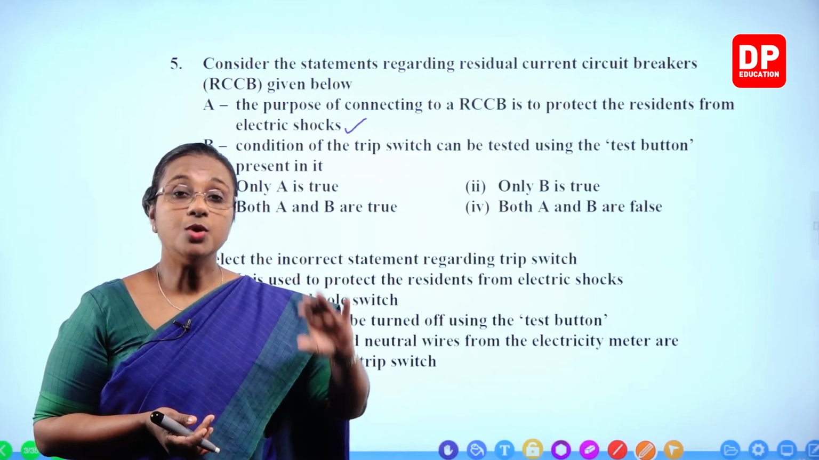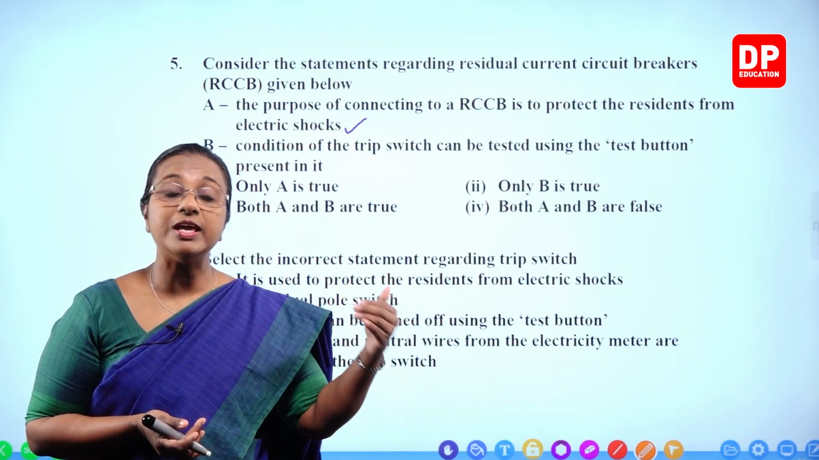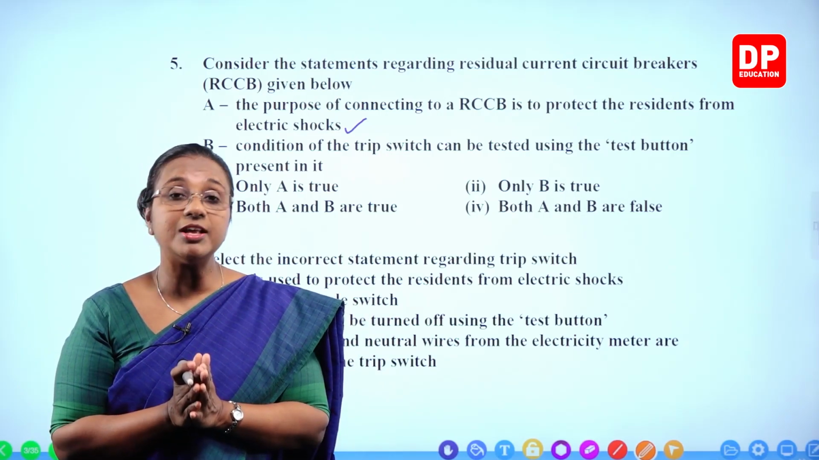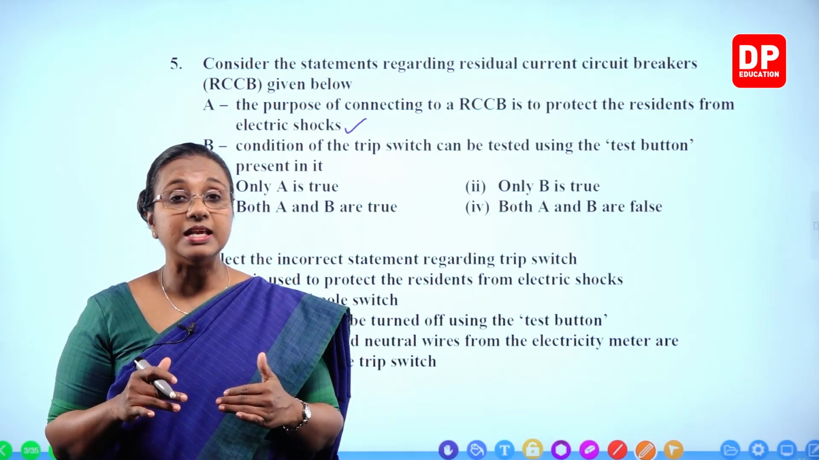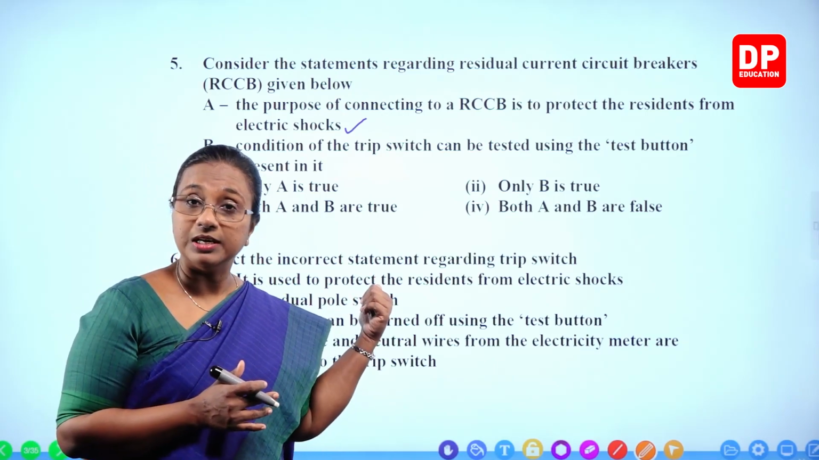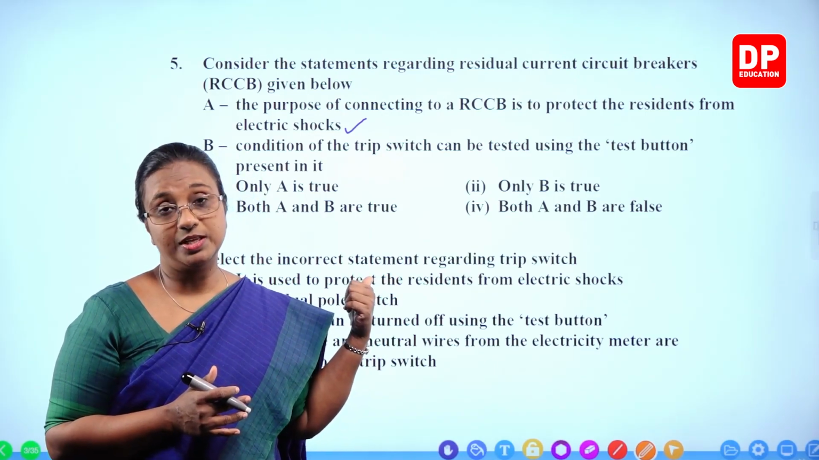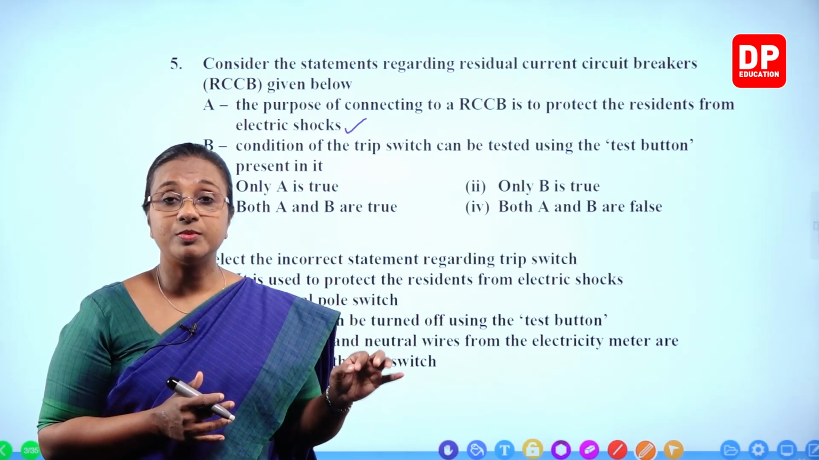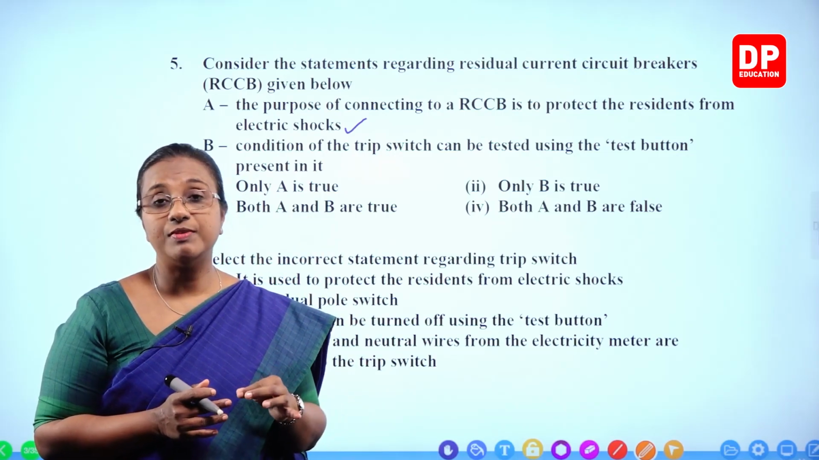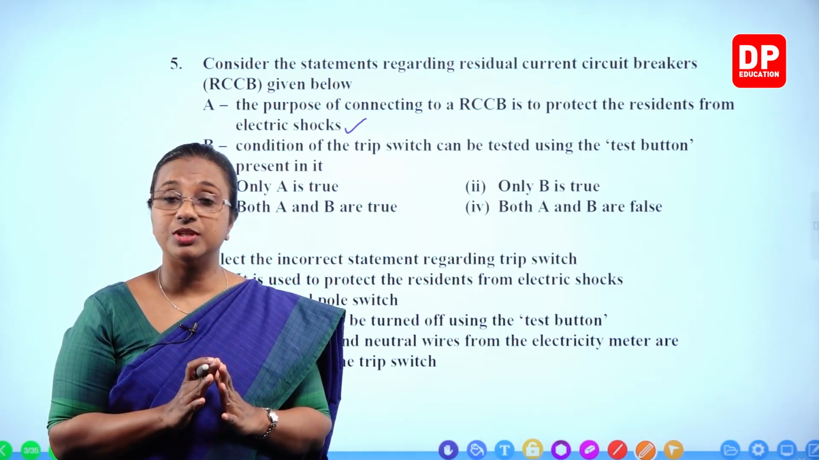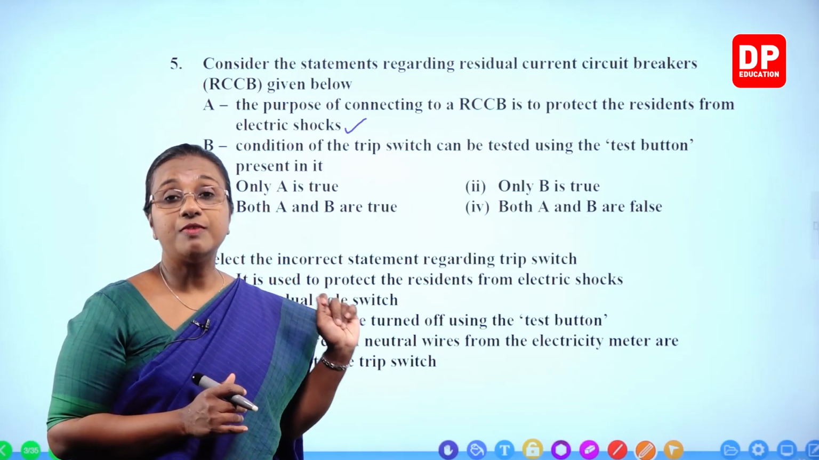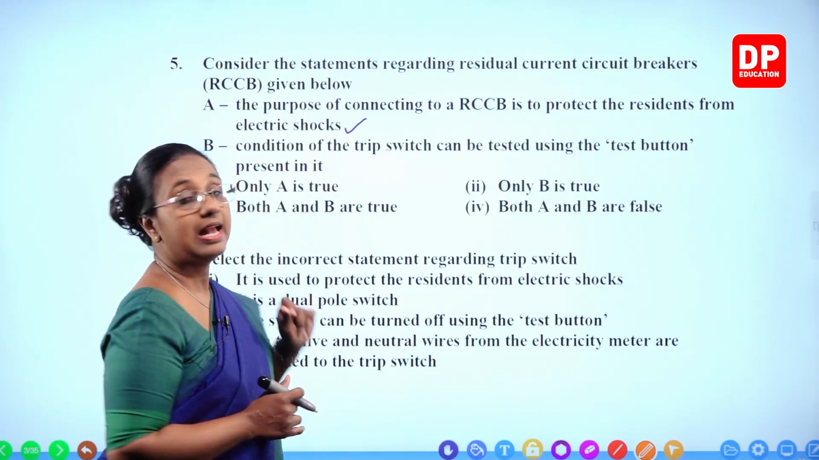So what will happen when electricity leaks to the metal covering of an electrical appliance? Immediately, due to electromagnetic induction, there will be a current flow to the RCCB, that is the trip switch. Because of that, the trip switch will cut off the power supply to the household. The lever will move down and cut off the power supply. So that is how the RCCB or the trip switch functions. It protects the residents from electric shocks.